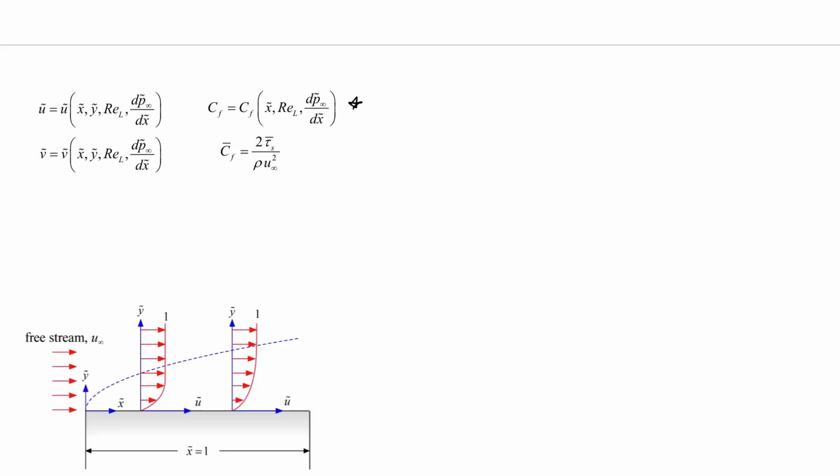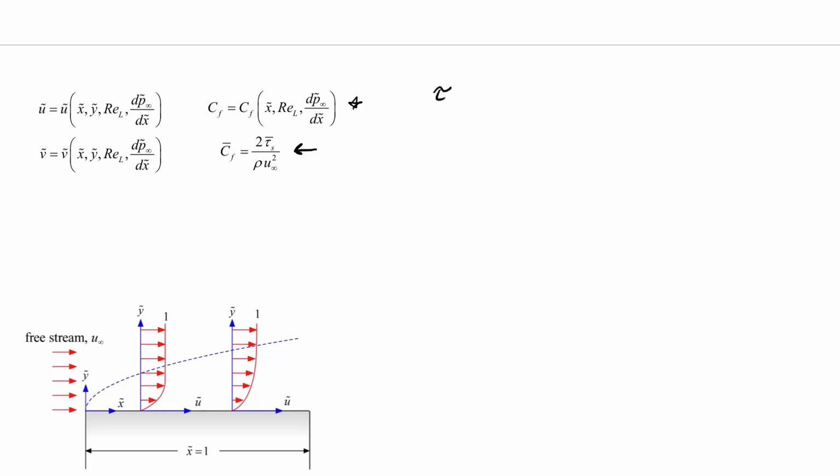In order to do the full force, we need the average friction coefficient, right? This guy here, which means we need the average tau. So to do that, we actually need to integrate over the entire length. It's fairly straightforward, but let's just go through it real quick.